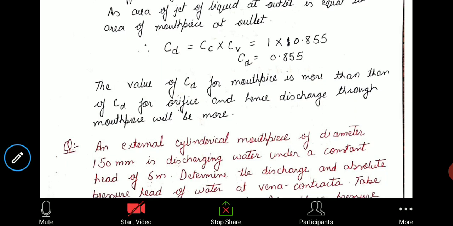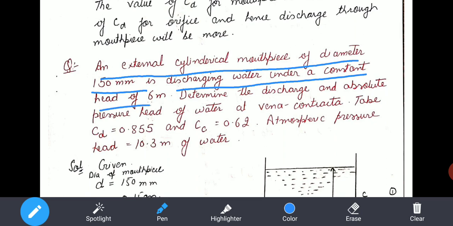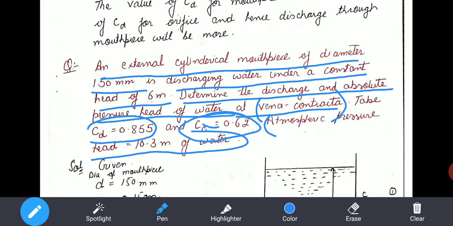So let's discuss one numerical based on this. In the numerical, it is given that an external cylindrical mouthpiece of diameter 150 mm is discharging water under a constant head of 6 meter. Now determine the discharge and the absolute pressure head of water at the vena contracta, where the fluid is contracting. The CD value is given to you and Cc is also given to you, and the atmospheric pressure head is given as 10.3 meter of water.